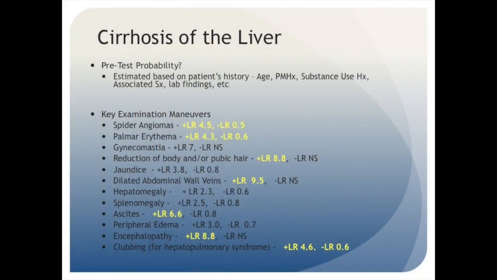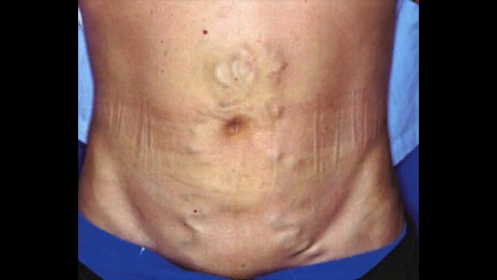Another high-yield physical exam maneuver that you can perform just by inspection is looking for the presence of dilated abdominal wall veins, which has a positive likelihood ratio of 9.5. Now this can look like the traditional caput medusae that comes from the recanalization of the umbilical veins, but it can also be more subtle in the presence of just dilated abdominal wall vasculature as seen here in this picture.